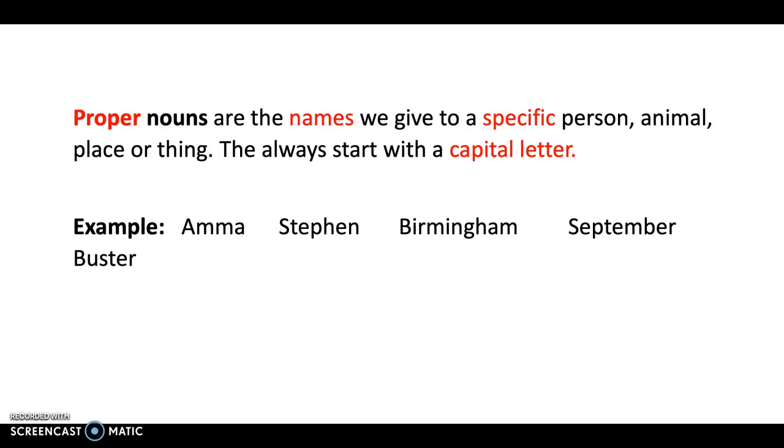Proper nouns are the names we give to a specific person, animal, place, or thing, and it always starts with a capital letter. For example, we have the names Emma and Stephen. We have the city, Birmingham, the month, September, and the name of a dog, Buster.